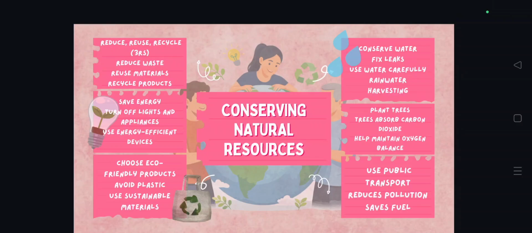These are limited. Oil, natural resources, these are limited. So if we use them not judiciously, if we do not use them at a limited level, then they'll vanish. We'll have no more of these resources. So it's important for us to use these resources carefully.